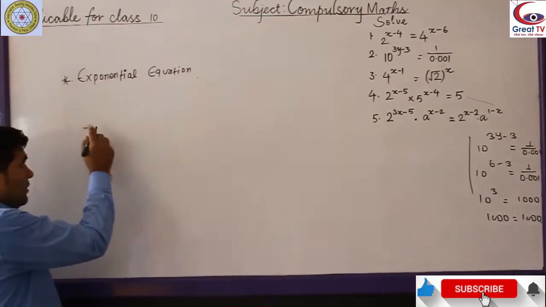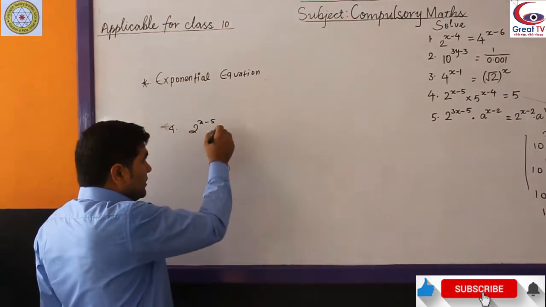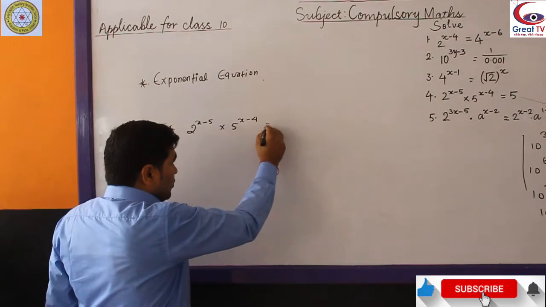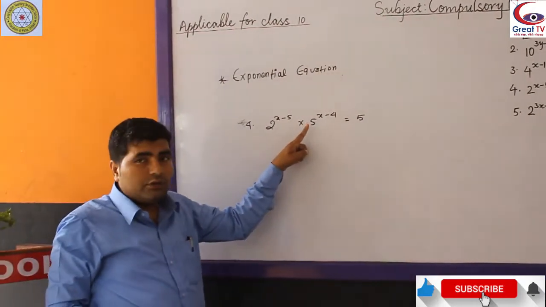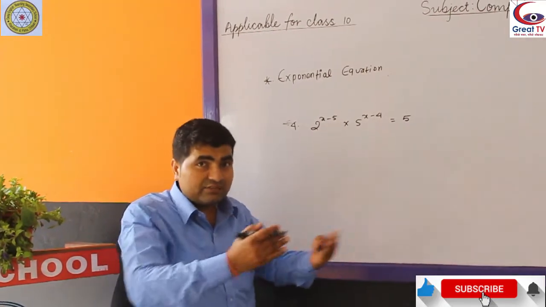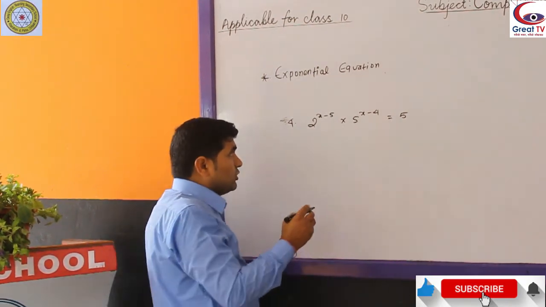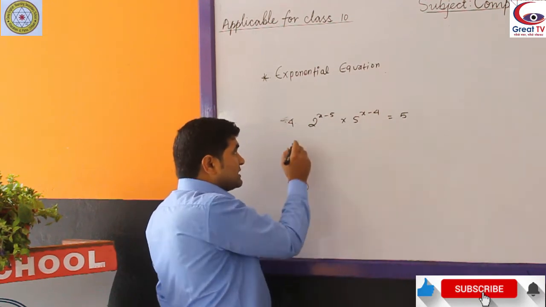Now question number 4: 2^(x-5) times 5^(x-4) equals 5. We can't directly use the axiom of the exponential equation. First, change it into that form, then we can compare and use that axiom. So first, use the laws of indices.